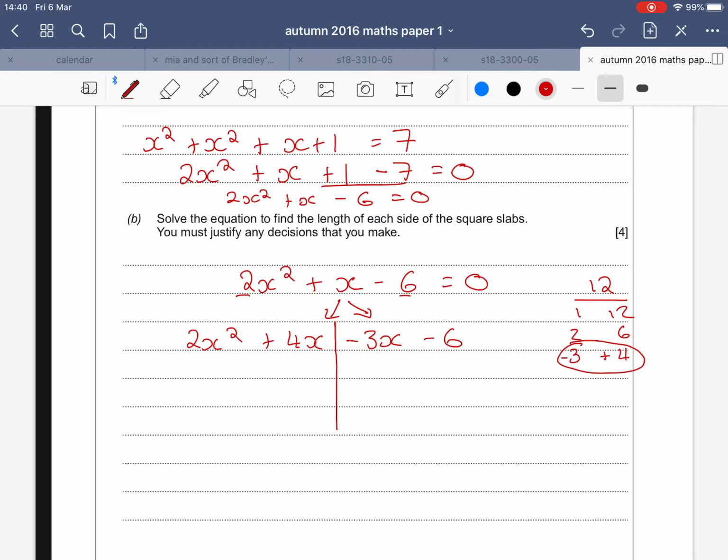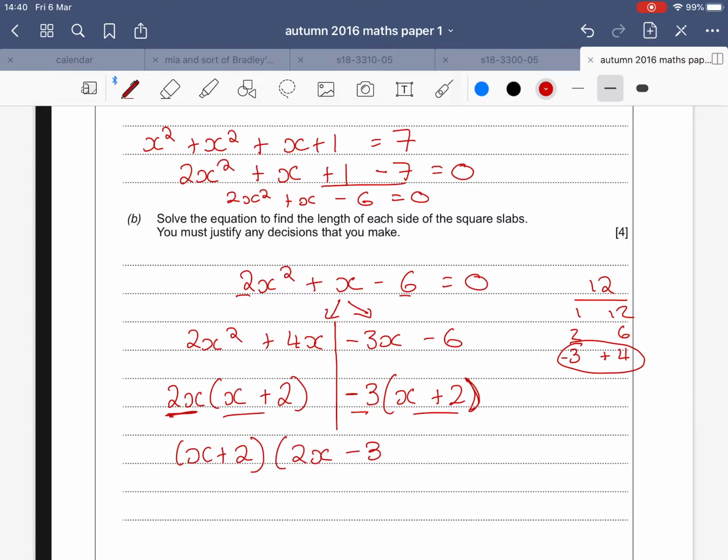We split it down the middle, factorise one half, factorise the other. So what goes into 2x squared and 4x? A 2 and an x. 2x times what is 2x squared? An x. 2x times what is 4x? A 2. Factorise the other half, so what goes into minus 3x and minus 6? Well, there's a minus in both of them. We've also 3 goes into both of them. Minus 3 times what is minus 3x? It would be x. Minus 3 times what is minus 6? We would need a positive 2. So we've got 2 brackets the same. That means one bracket is x plus 2, and the other bracket is what's left on the outside, so 2x minus 3.